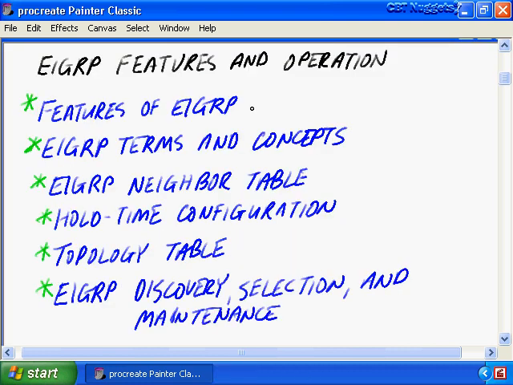In this nugget, we looked at the many features and enhancements of the EIGRP protocol. We also looked at a variety of terms and concepts dealing with the different kinds of tables in EIGRP, the different kinds of messages like hello, query, and replies, and values like hold time, SRTT, and RTO. We also took a look at the neighbor table, and we looked at a quick configuration of our Cisco router and other values. We configured the hold time configuration as well. We also broke down the topology table and the different codes and values in the topology table, and then finally one last overview of the discovery, selection, and maintenance process in EIGRP to prepare us for the next nugget.